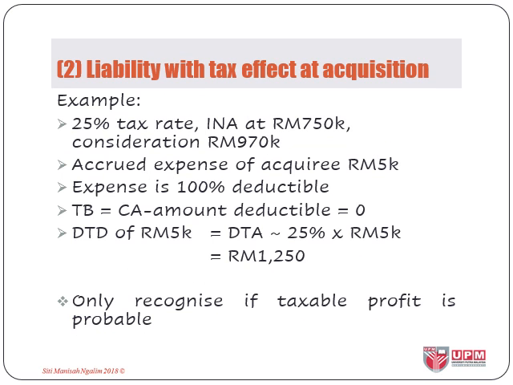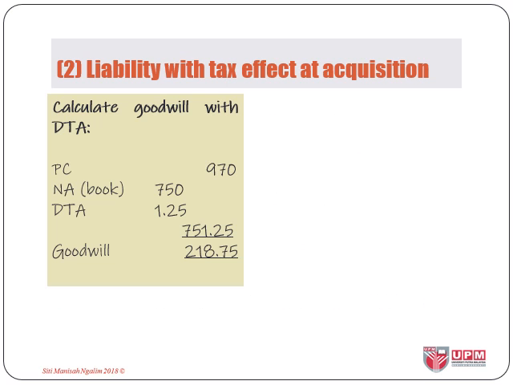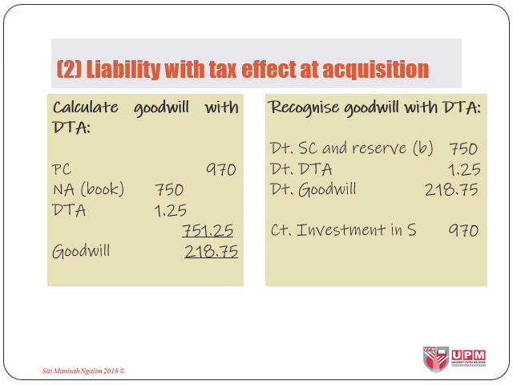Say that the entire amount of the accrued expense is 100% deductible when paid. The tax base will then be 0 and the deferred tax asset will be 1,250 ringgit. Before we recognize it though, remember to give it a thought: will there be a taxable profit available for the benefit to be utilized? The goodwill with DTA will then be 218,750 ringgit. The subsequent journal entry when eliminating the investment and recognizing goodwill would be as presented here.